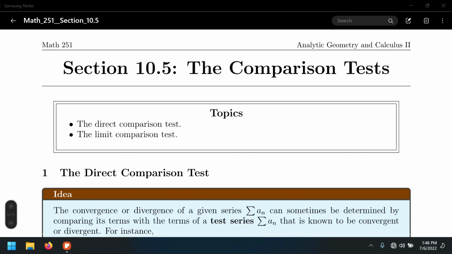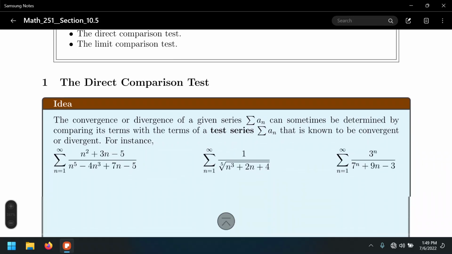Section 10.5, the comparison test. We are going to cover a couple of tests in this section. That is number 1, the direct comparison, and number 2, the limit comparison test. Right? Well, so what about this section?